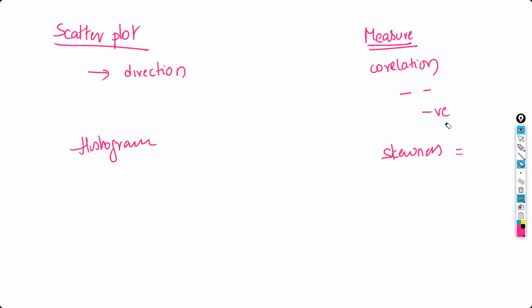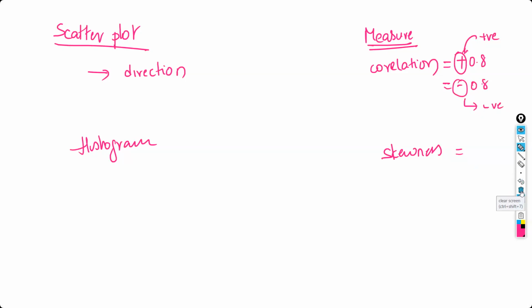Similarly here, the correlation value will also give this. If the correlation value is plus 0.8, this plus symbol indicates positive direction, meaning x increases, y increases. If the correlation is negative, it indicates negative direction, meaning x increases, y decreases. The same thing we can observe from the scatter plot.